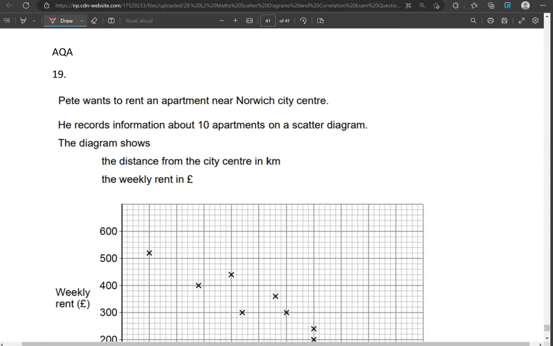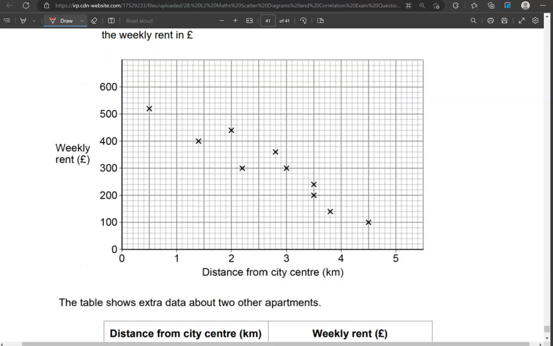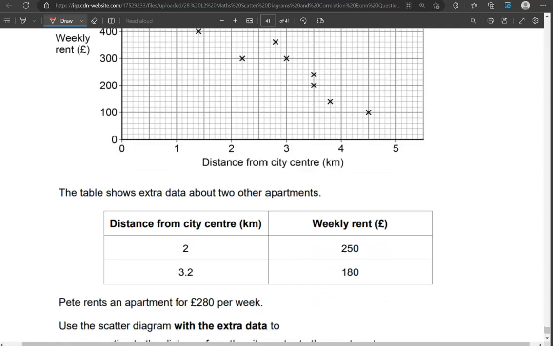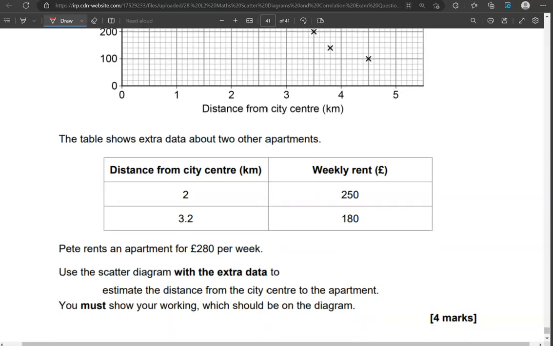Pete wants to rent an apartment near Norwich city centre. He records information about 10 apartments on a scatter diagram. The diagram shows the distance from the city centre in kilometres, the weekly rent in pounds. The table shows extra data about 2 other apartments. Pete rents an apartment for £280 per week. Use the scatter diagram with the extra data to estimate the distance from the city centre to the apartment. You must show your working, which should be on the diagram.